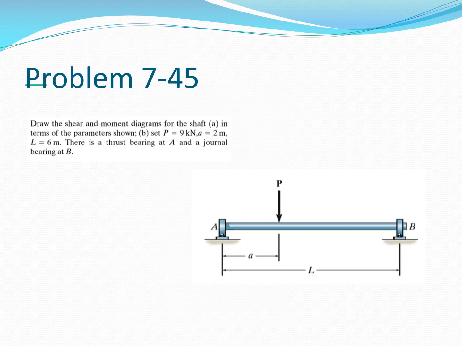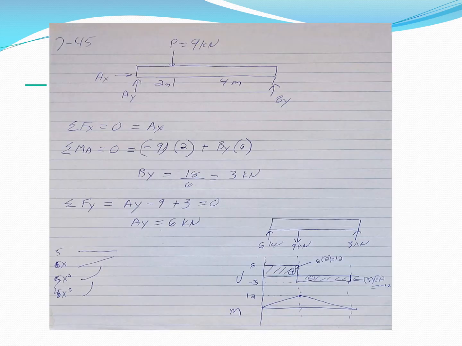So the second part is creating shear, moment, and load diagrams. In this particular case, we have a shaft. There's going to be a reaction force at point A and point B, and there is a load P applied to the shaft. They want us to create a shear and moment diagram and load diagram for this shaft. So where do you start?